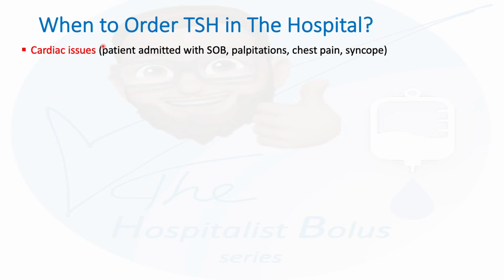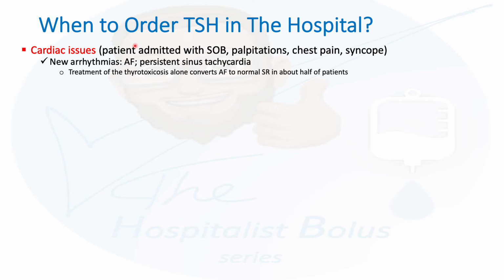So maybe we'll talk about the cardiac issues first. Patients who present with cardiac symptoms like shortness of breath, palpitation, chest pain, and syncope. For example, patients who have arrhythmia, specifically atrial fibrillation, which is probably the most common arrhythmia, and then persistent sinus tachycardia, you might need to check the TSH. This could be associated with both hypo and hyperthyroidism, but more commonly with hyperthyroidism. Treatment of thyrotoxic causes alone can convert the atrial fibrillation to normal sinus rhythm in about 50% of patients. So it really can affect the management of this patient a lot by treating their thyroid dysfunction.